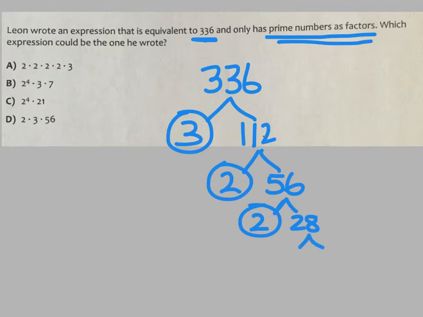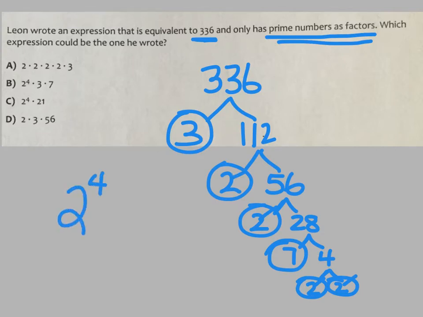The factors of 28 could be 7 and 4. 7 is prime. And 4, the factors are 2 and 2. And now I have only prime numbers. 1, 2, 3, 4 2s, 1 3, and a 7. Do any of the answer choices look like 2 to the 4th power times 3 times 7? Sure, it looks like answer choice B.